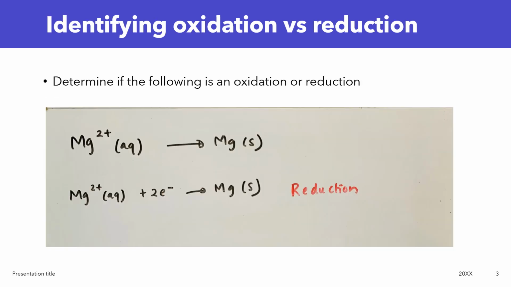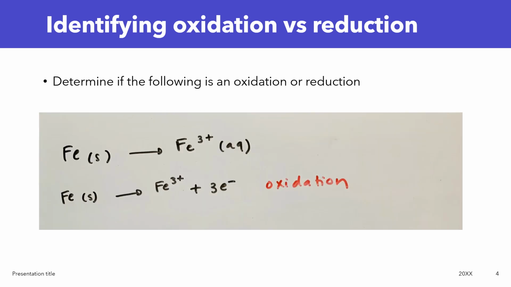Let's determine if the following reaction is an oxidation or reduction reaction. The magnesium ion on the left hand side has a +2 charge, and on the product side has a charge of 0. So what happened here? The magnesium ion gained 2 electrons to then have a net charge of 0. That means it's a reduction reaction because magnesium gained 2 electrons.